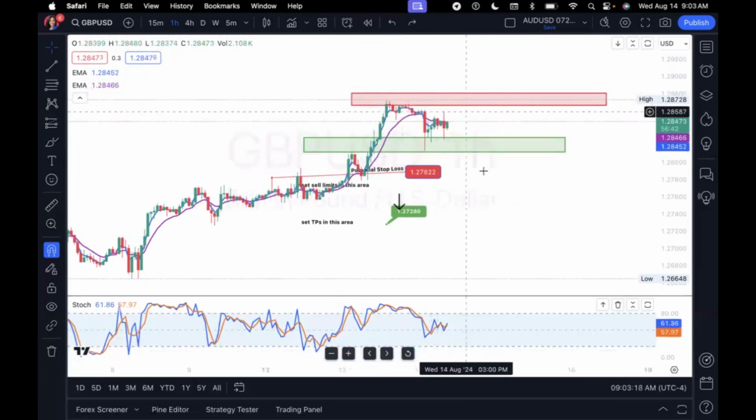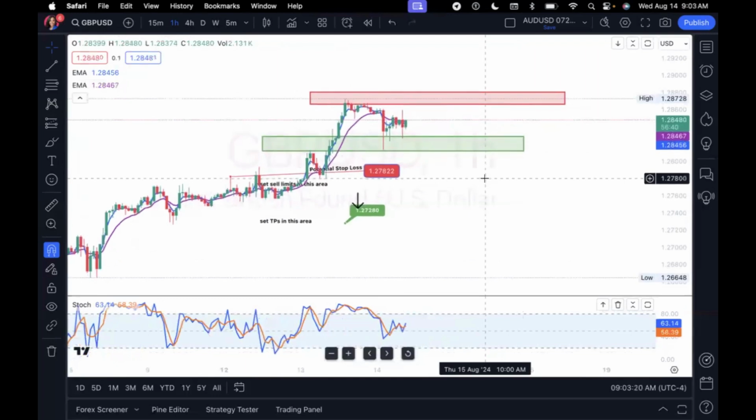Now, if I would have just followed my plan, I would have either looked at another trade with stronger confirmations, or I would have waited a little bit longer to see what the market was going to do after it created that new higher high.